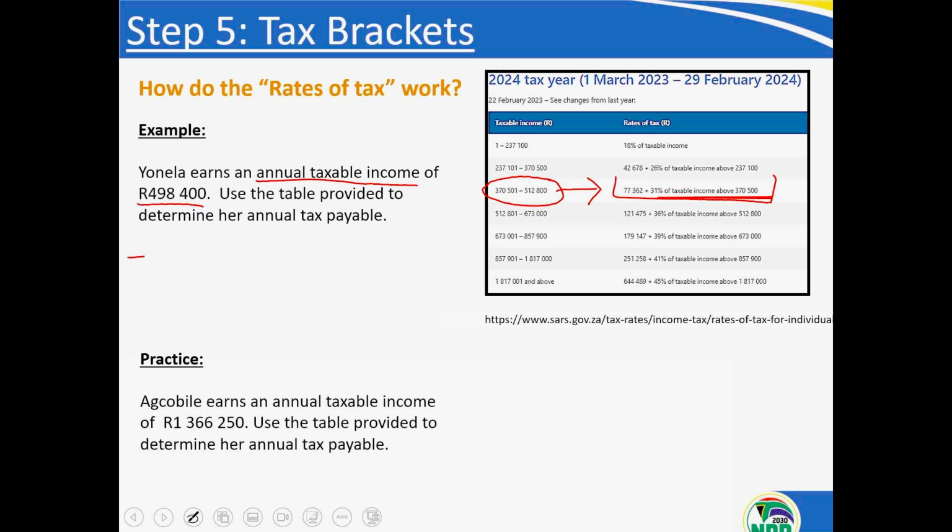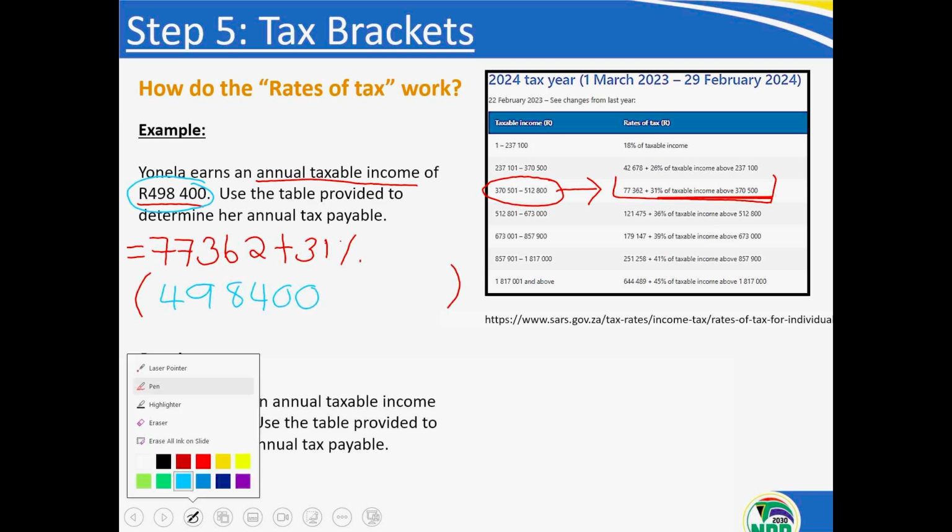So you will write 77,362 plus 31%, and then I've run out of space, but all together you will open brackets. The brackets are not shown in the table, but you need to know as a mathematical literacy student in grade 12 that you need to open brackets at this point. You will then insert Yonela's annual taxable income, 498,400.